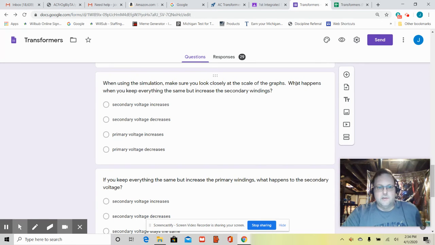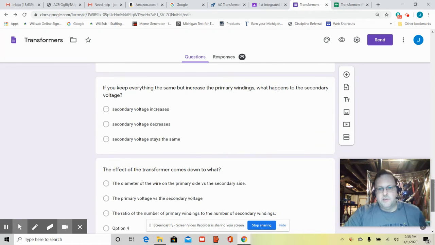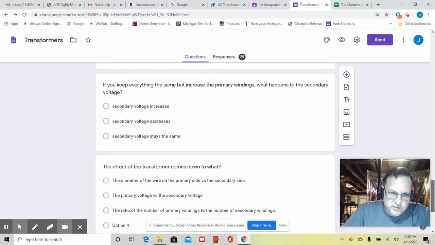So what happens if you keep everything the same but increase the secondary windings? Secondary voltage increases. Okay. Secondary winding increase means secondary voltage increases.